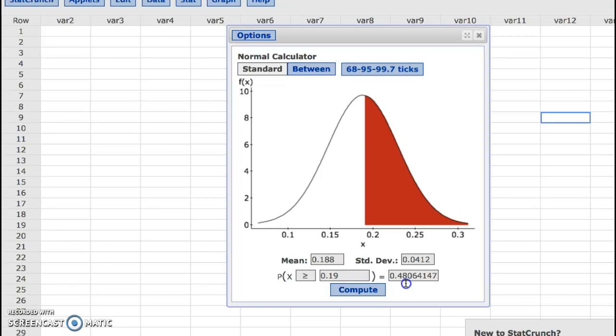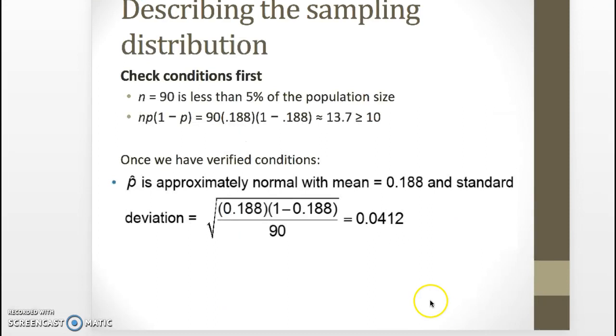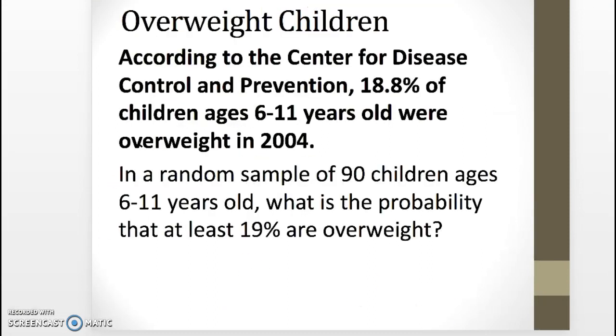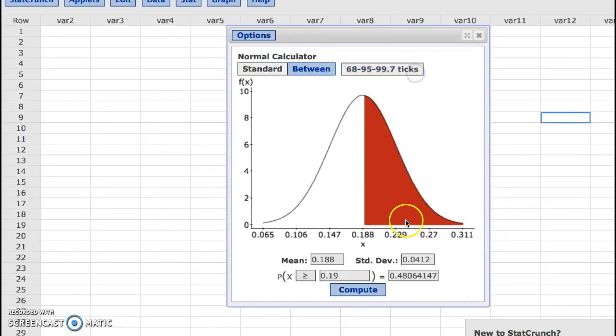So let's look back at the context and see how we would interpret that, or what we could say. Well, our probability would be about 48% that at least 19% are overweight. Now, part of the reason we're so close to 50% is this 19% is pretty close to our mean, even in light of our standard deviation. One standard deviation above the mean, if we put our tick marks on there, is going to be close to 23%.